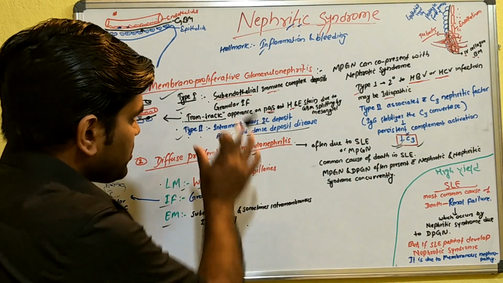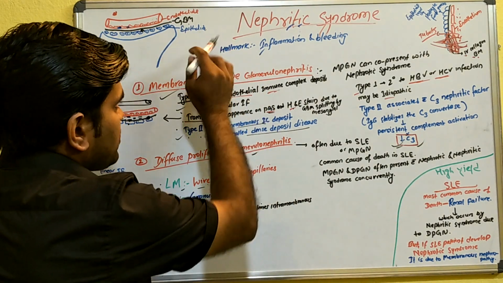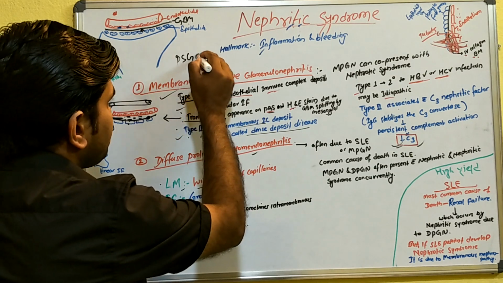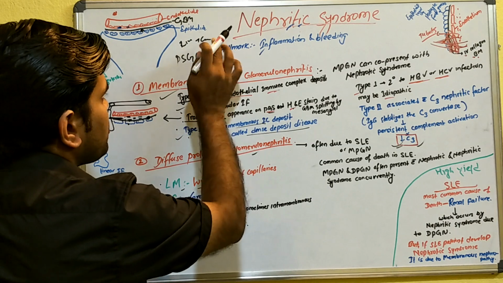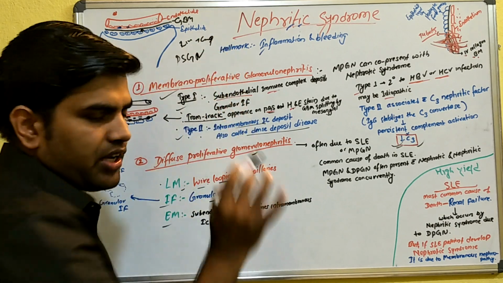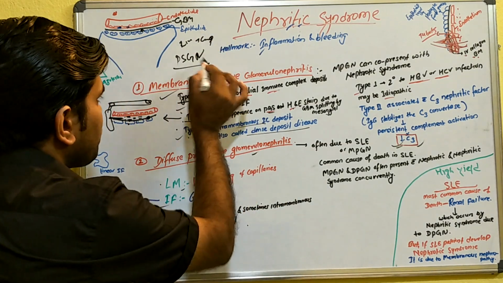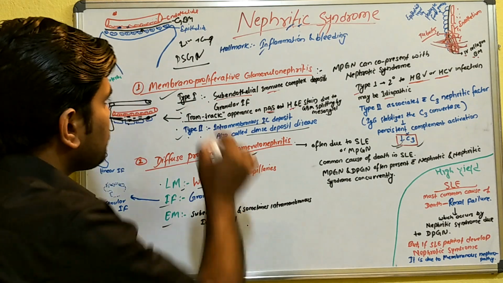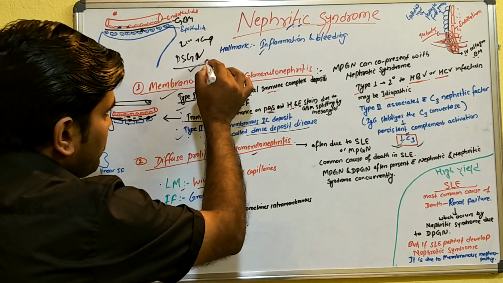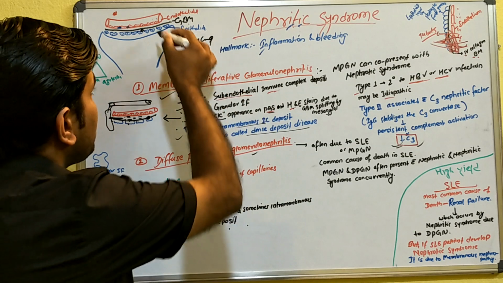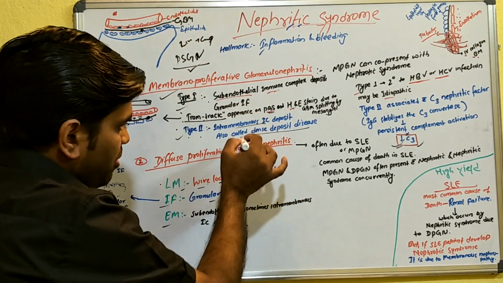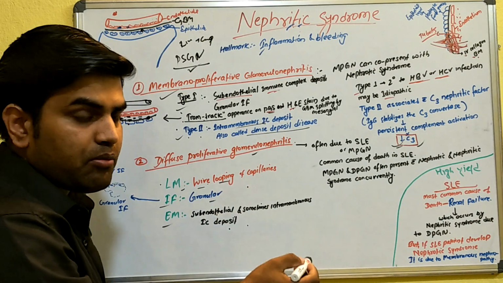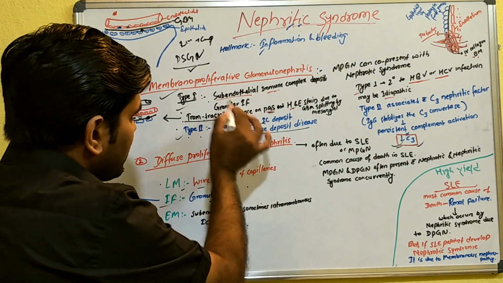Okay, so the granular appearance was post-streptococcal glomerulonephritis. Linear was your Goodpasture syndrome, but we are not talking about it. We are talking about the confusion between immunofluorescence only. So PSGN has granular, but there were all subepithelial humps, so we diagnose it. Now this is subendothelial and intramembranous. This is also subendothelial and intramembranous.